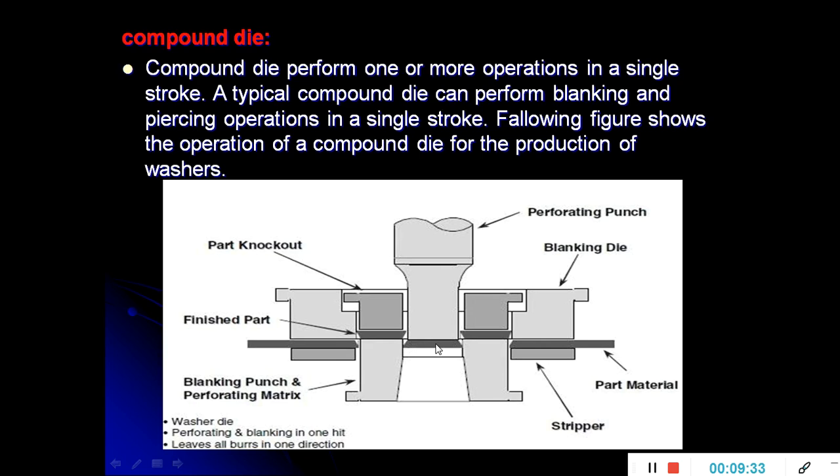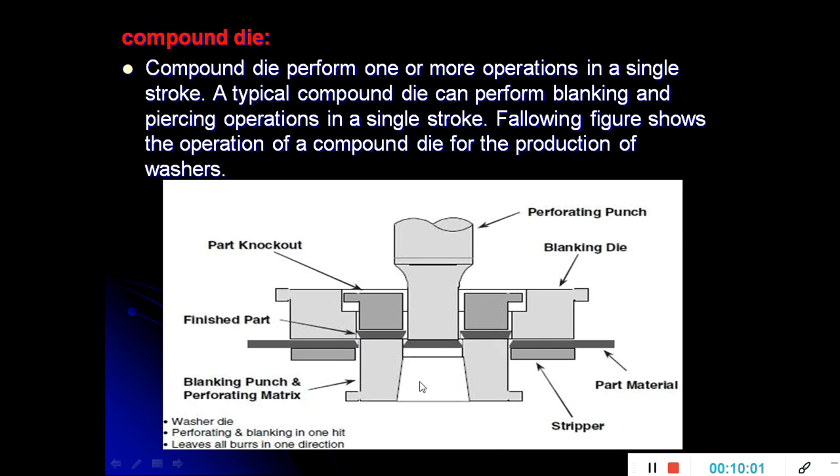This is the punching operation, where the removed part is the waste part. At the same time, the material is going to be cut when the perforating punch applies pressure on the sheet metal, and at the same time the pressure is also applied on this blanking punch, so that the reverse cutting action will take place, and with the help of this part, the blanking punch, the material is going to be cut here.